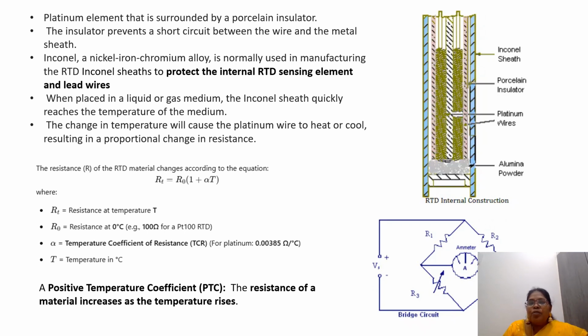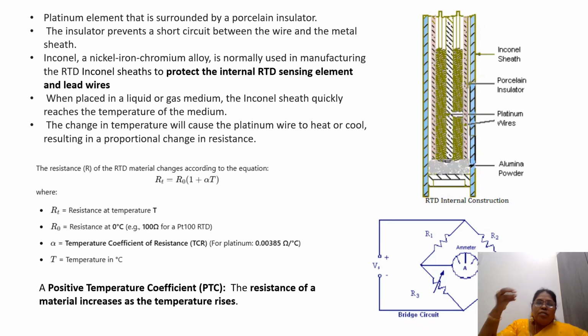Usually we use inconel. Inconel is a nickel-iron-chromium alloy. It is always used in the manufacture of the RTD, and it protects the internal RTD sensing element and the lead wires. These are the lead wires, this is the sheath, this is the insulator, and in between you have the inconel sheath. This is placed inside the RTD.